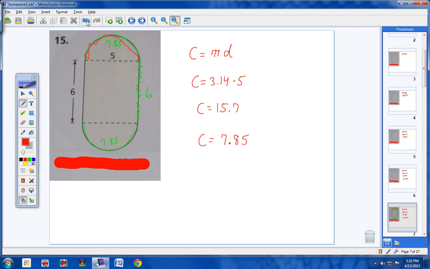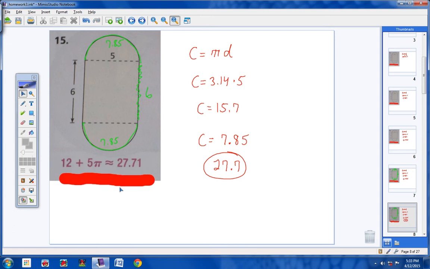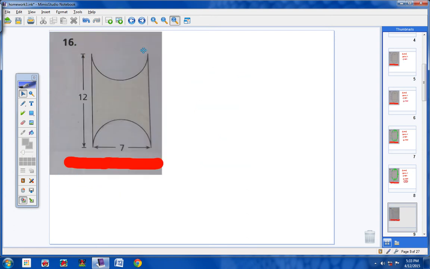But think about it. If this is 5 here and this is 5 here, that means this half of a circumference will be the same as down here. So I have 6 plus 7.85 plus 6 plus 7.85. And if you add all those up correctly, you will get 27.7. Okay, number 16.